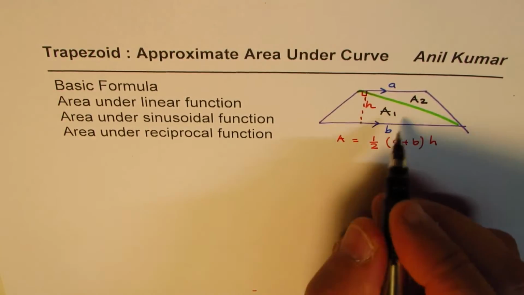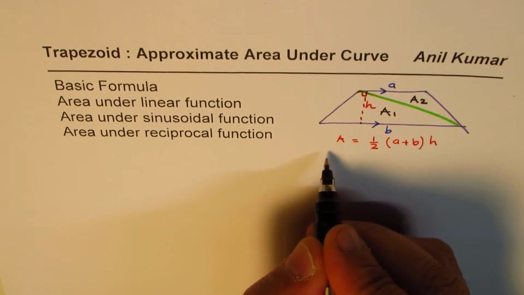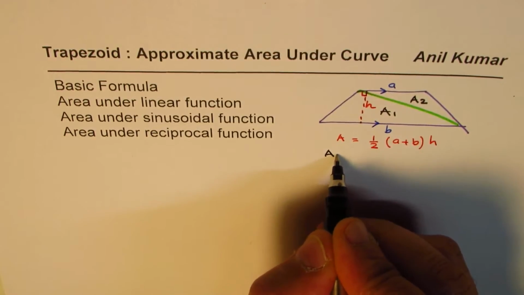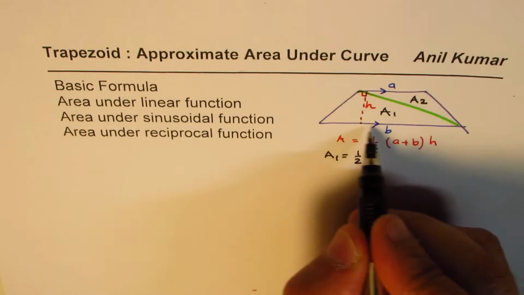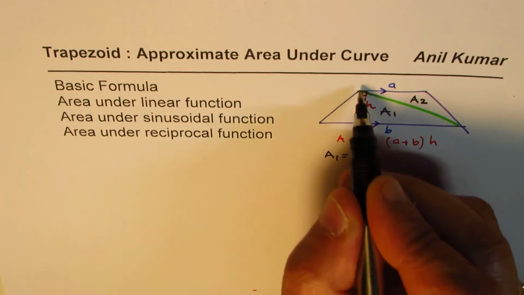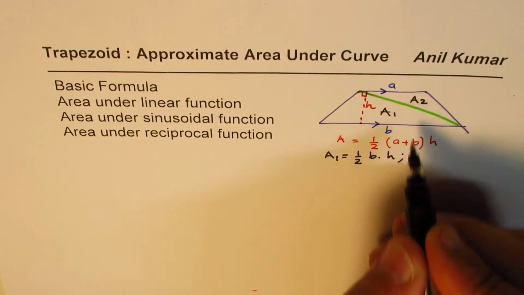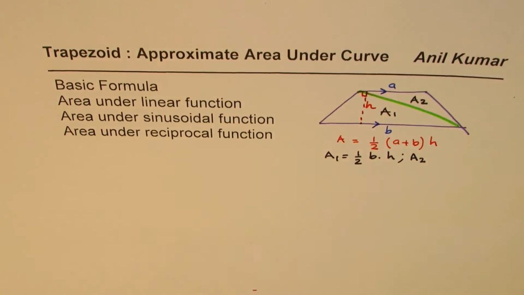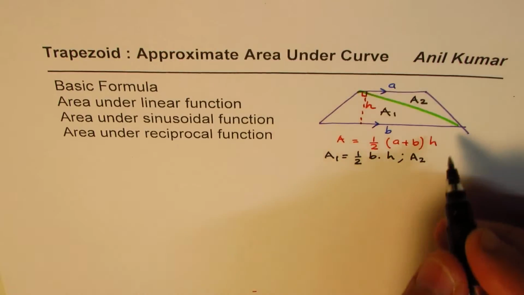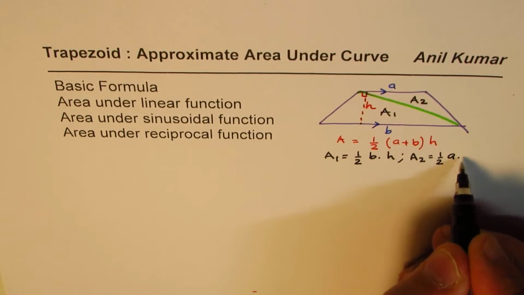Now what is the area of a triangle? Area of a triangle, let me write down here, A1. Area of the triangle is half base times height. So for this triangle, base is B. So that's very clear, right? So that's A1. How about A2? A2 is also a triangle whose base is A. So we say A2 is half base A times height.